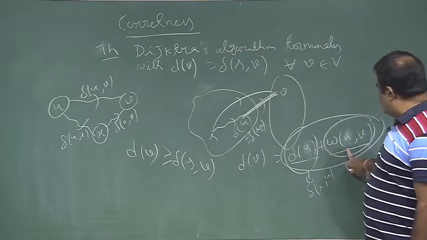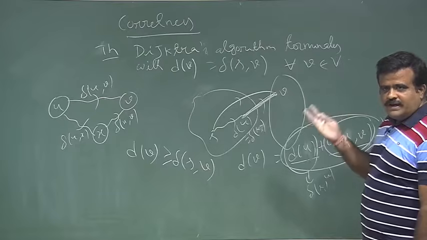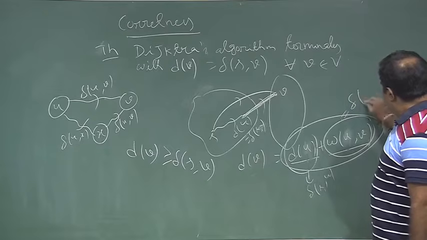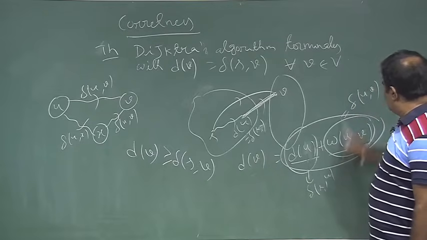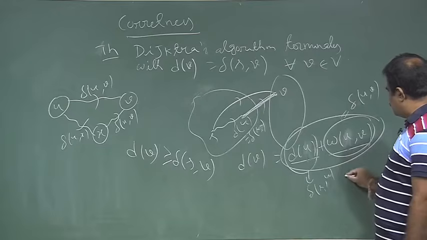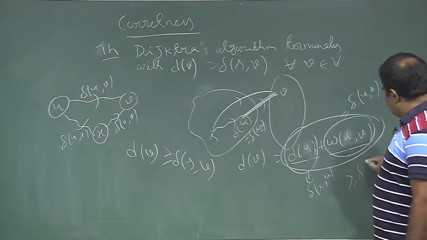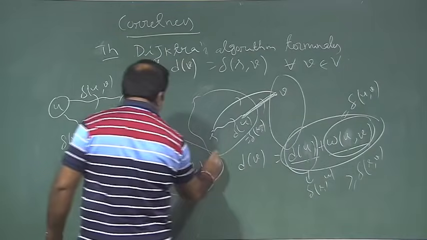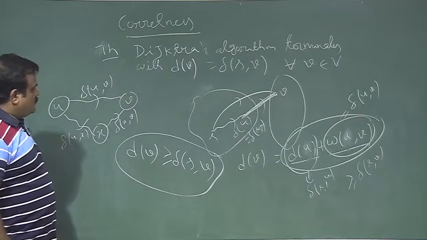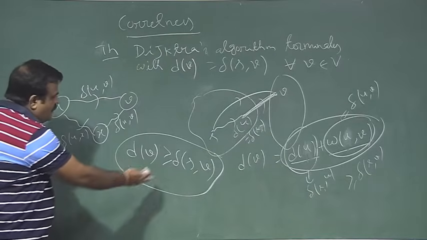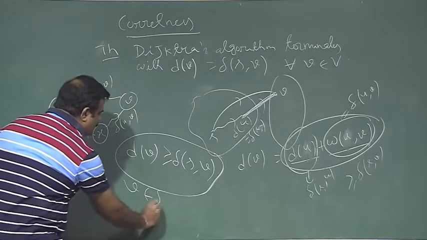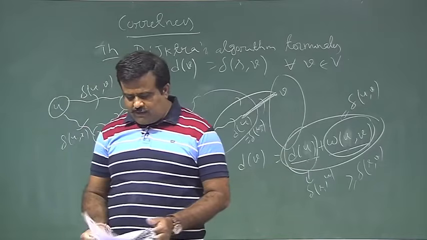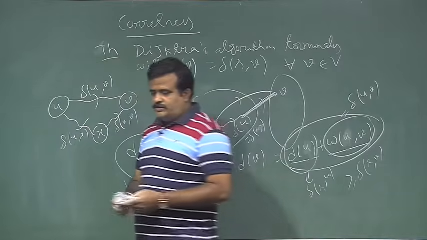Now if this happens to be the minimum which we already have, this has to be there. Because this is the delta of u comma v, so this is delta of s comma u, so this means this must be greater than or equal to delta of s comma v. So this is coming from the triangular inequality. When this is true, if v is in capital S, then the equality will occur. Anyway, this is the correctness of this theorem, and this is coming from the triangular inequality.